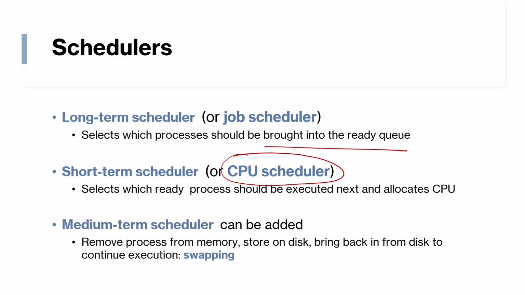Some have a medium-term scheduler. This is to take those that are in memory, if there's not enough space, and move them out of memory into the disk and bring some other process in. That's called swapping or medium-term scheduling.